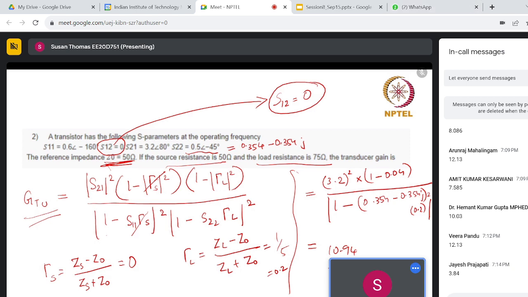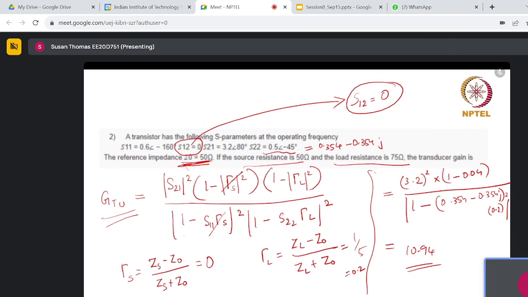So yeah, I think the concept is clear. Madam, in the denominator, S22 is modulus only, no, madam? We have to take only 0.5. S22 into gamma L, right? So it's not modulus inside; the whole thing is the modulus, right? Okay, madam.